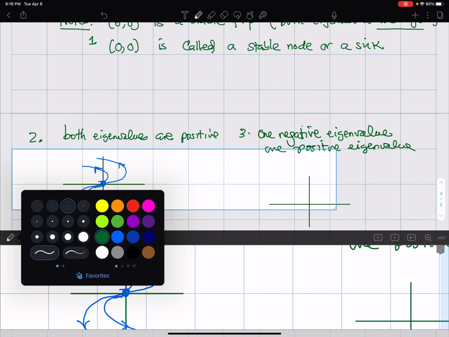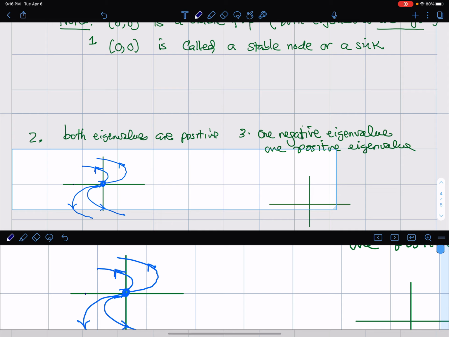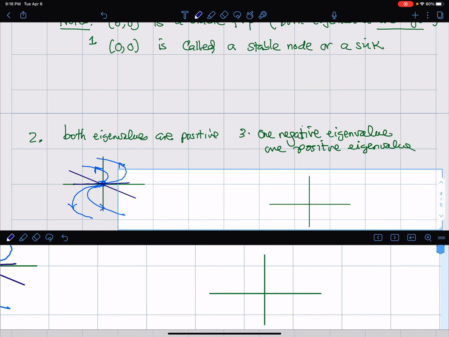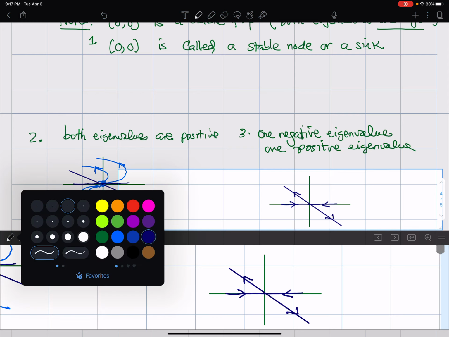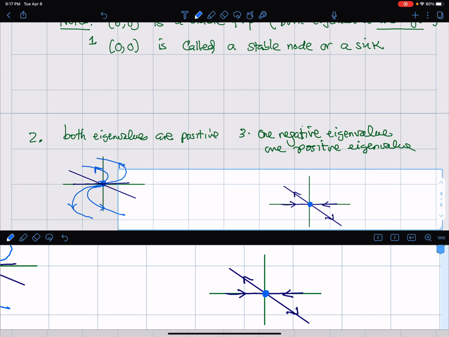Remember here that you still have your eigenvectors. Let's say we still have our eigenvectors here and there. They live on those lines. Since this one is negative, they're pointing inwards, and then you have one where the eigenvalue is positive, so they're pointing outwards. And we still have 0, 0 as our fixed point.